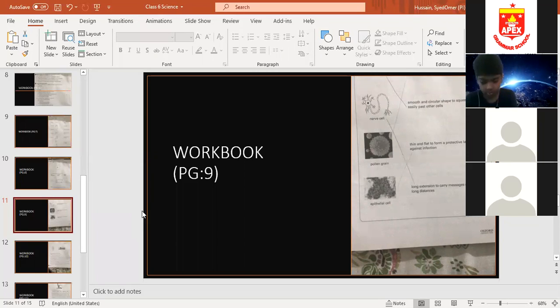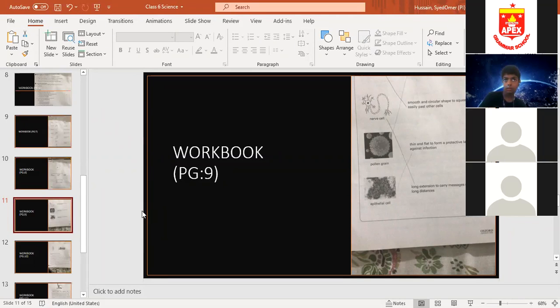Okay, pollen grain. Spiky surface to help them stick to the insects. The spiky surface to help them stick to the insects. Last, epithelial cells. Thin and flat to form a protective layer against infection. Thin and flat to form a protective layer against infection.